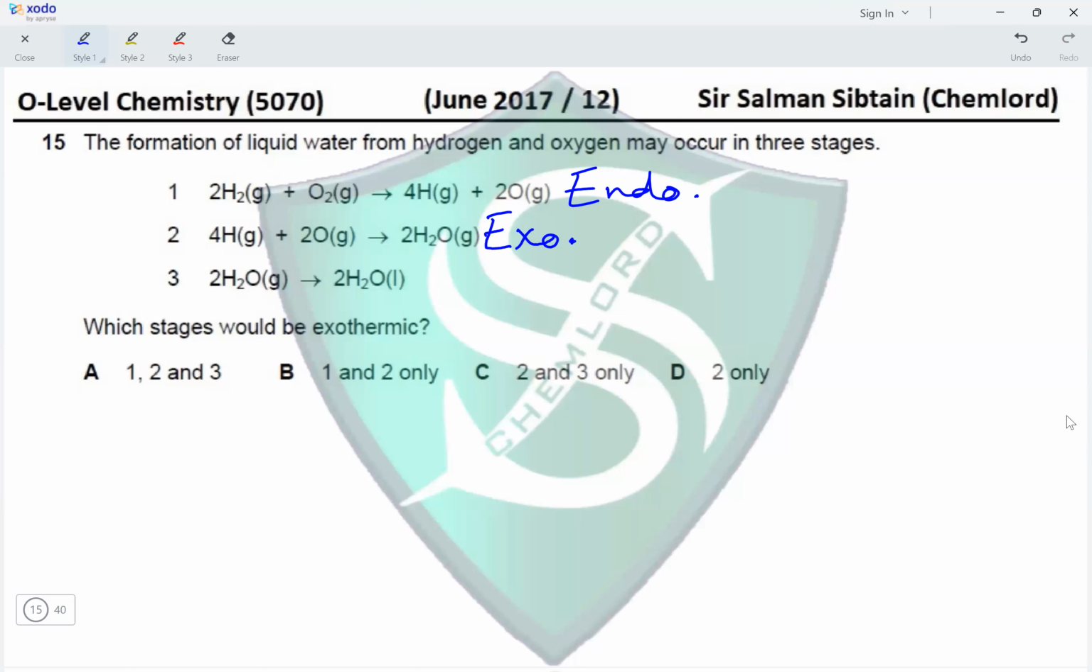And the third stage involves the conversion of steam to liquid. That means a change of state from gas to liquid requires energy to be released. Since energy is being released, this stage is also exothermic. The question asks, which stages would be exothermic? That would be stages 2 and 3, making option C the correct option for this question.